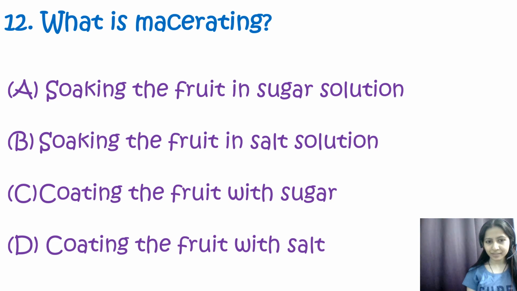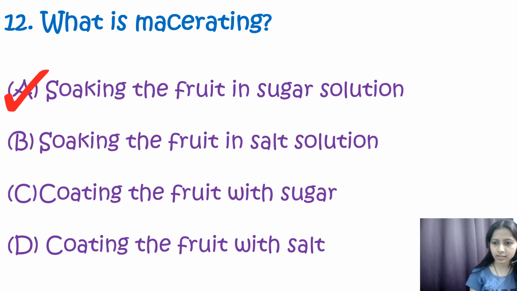So question number 12, what is macerating? So options are soaking the fruit in sugar solution, soaking the fruit in salt solution, coating the fruit in sugar, or coating the fruit in salt. So over here the correct answer is A, that is soaking the fruit in sugar solution. Macerating is a technique which is done to soften the fresh fruits, and finally it draws out its natural sugar.